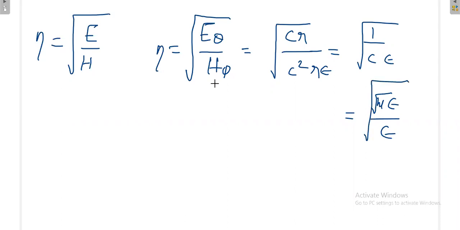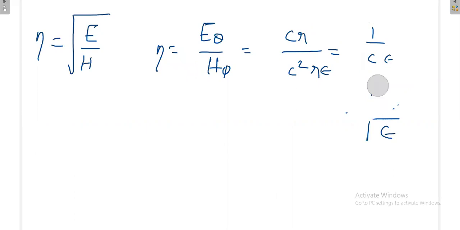Yes, sir. I think the definition itself is wrong. This is simply E by H, sir. I think yes. Eta is equal to only E by H, no? A square root comes. Anybody? No, sir. Yes, sir. Only E by H. It's the square root of mu by epsilon. Okay. So if it is only E by H, finally you are getting, okay, like this.